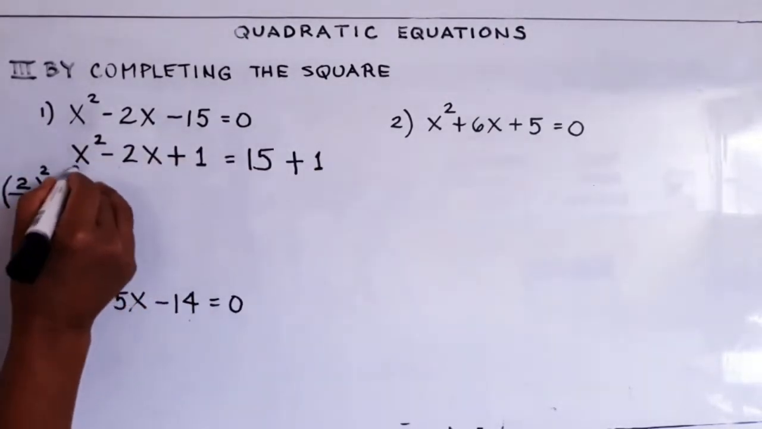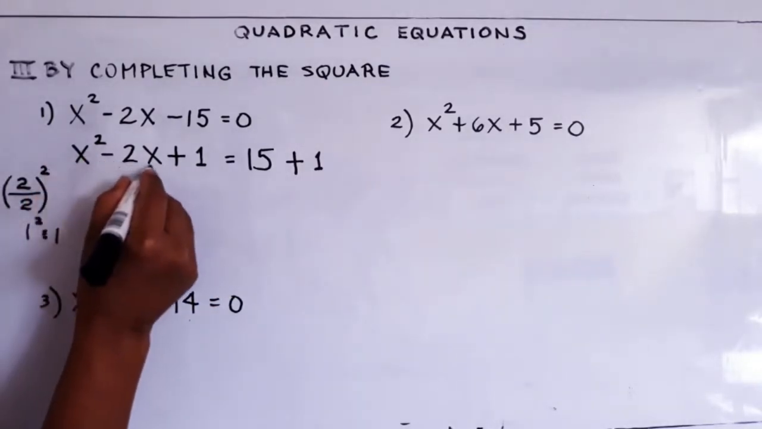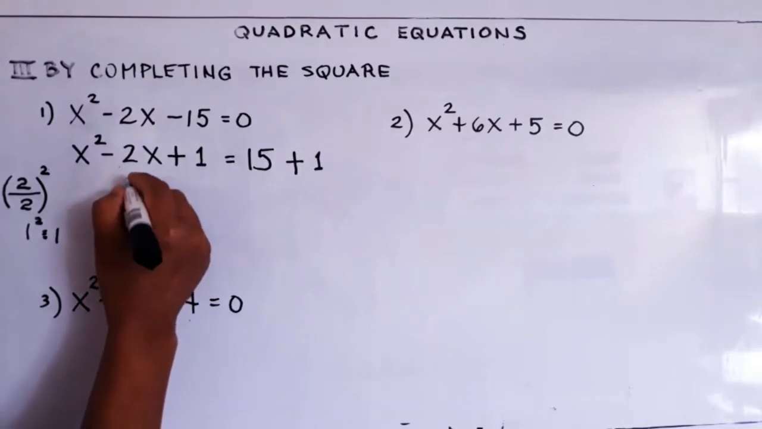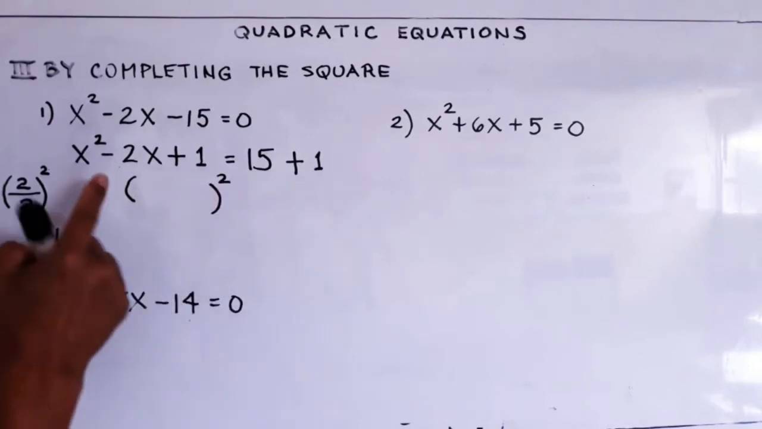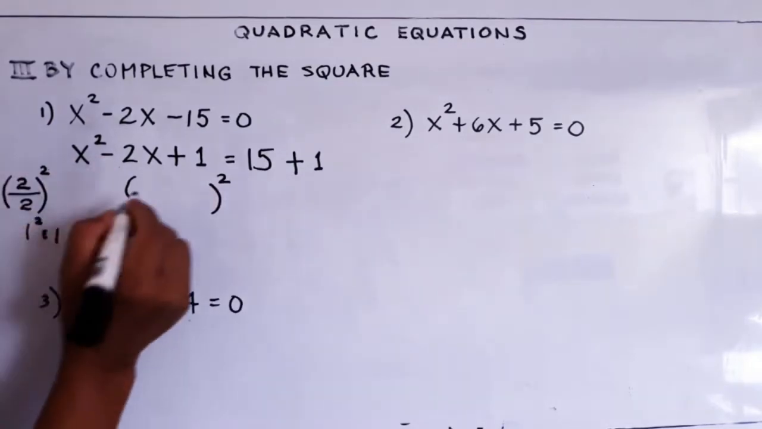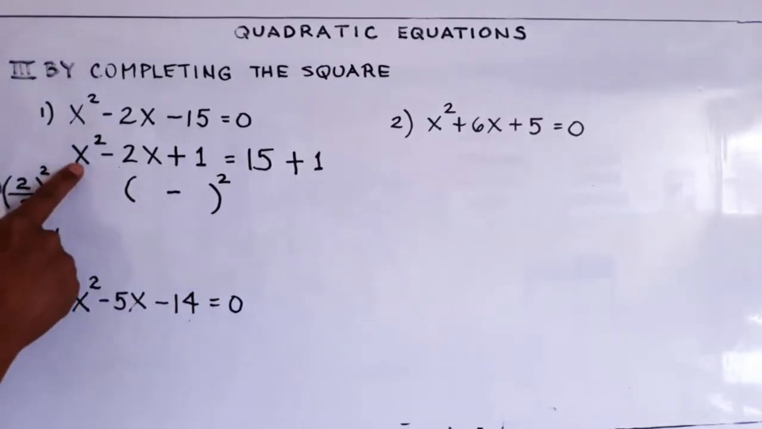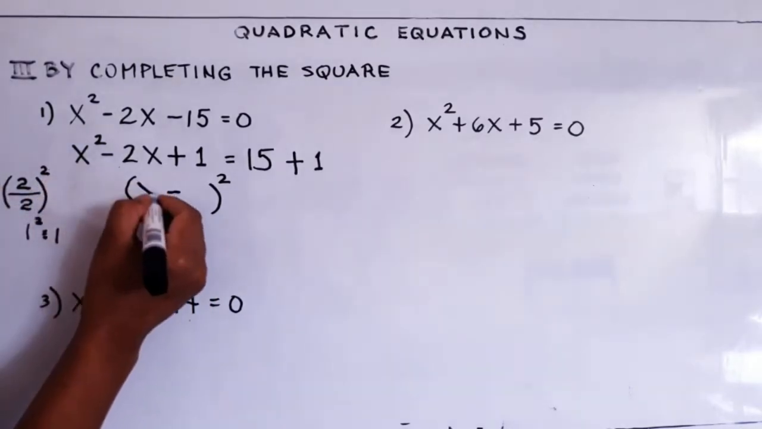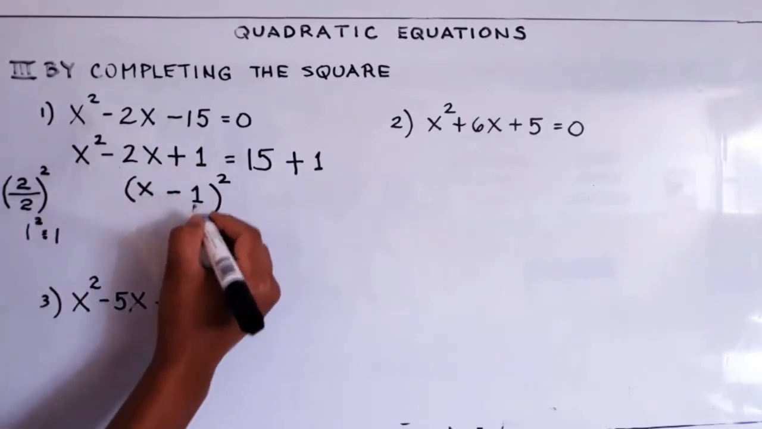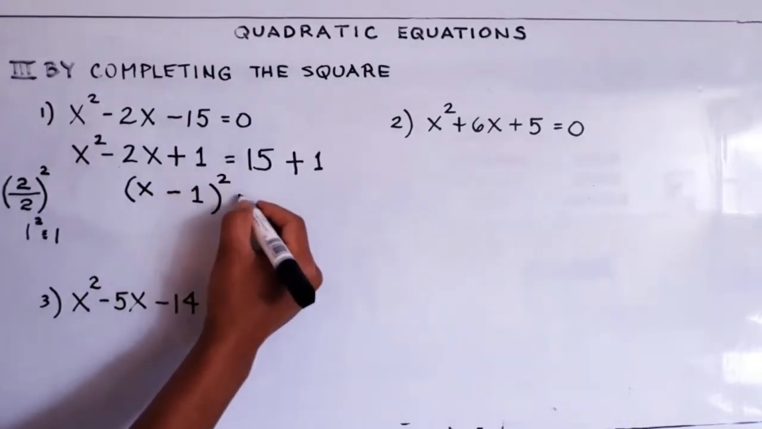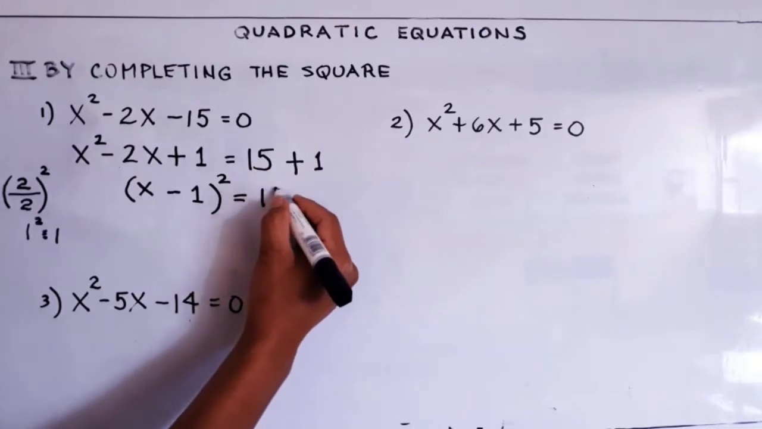So here we now factor x squared minus 2x plus 1, and just put that as the square of a binomial, squared here. What is the sign? It's negative here. Take the square root of x squared, it's x. Square root of 1 is 1, because 1 times 1 is 1. Equals here, and 15 plus 1 is 16.